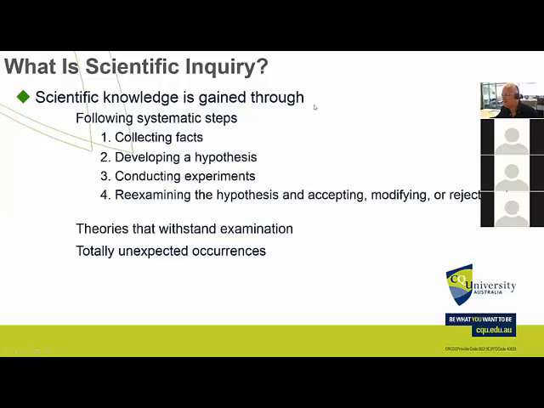So we create scientific knowledge by following systemic steps. We also create theories that withstand examination. If they do, says Karl Popper, it's a theory until we prove it wrong. And also, scientific knowledge creates totally unexpected occurrences. And we know this from science.